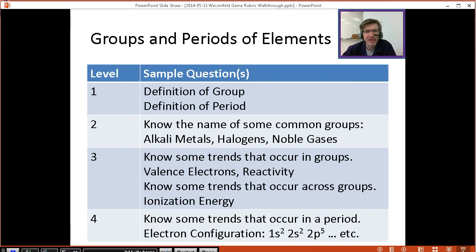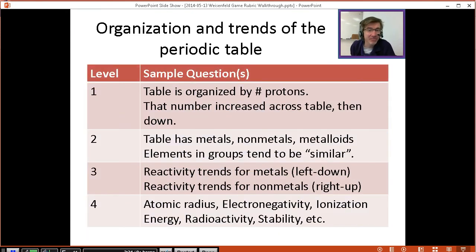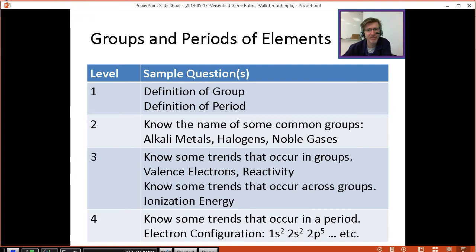The periodic table is organized into groups and periods. What are those exactly? The definition of a group is a column in the periodic table. The definition of a period is a row in the periodic table. You need to know some of the common group names: alkali metals, group 1, halogens, group 17, noble gases, group 18, and so forth. For level 2, use those in your game. Questions around that. Then know some trends that occur in the groups for level 3. So valence electrons, reactivity, we'll talk about those down below.